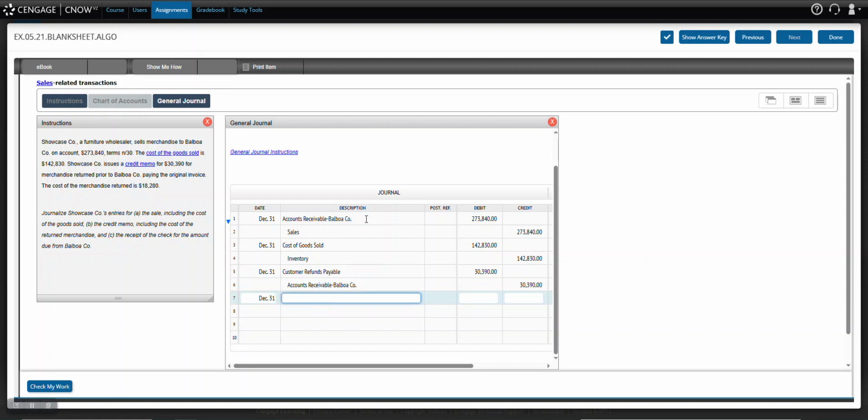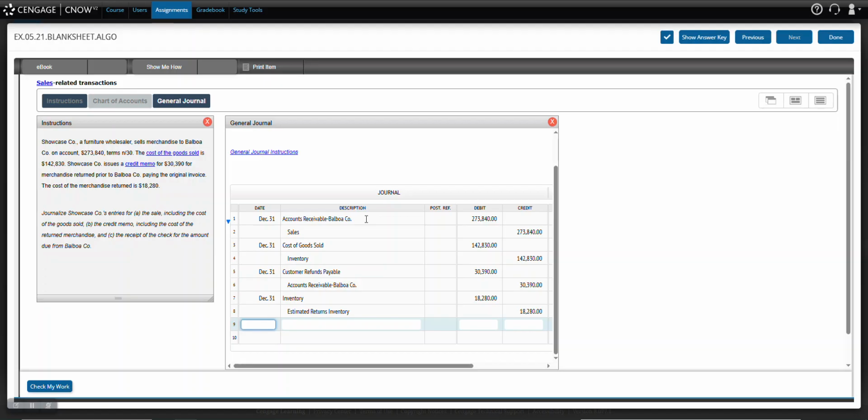And what they returned to us is inventory. So we're getting some of our inventory back, so we have to increase that asset account. And we're going to reduce our estimated returns inventory. It's no longer an estimate. We're actually getting that inventory back. So we have to record a decrease to that estimate that we had calculated at the end of the year.